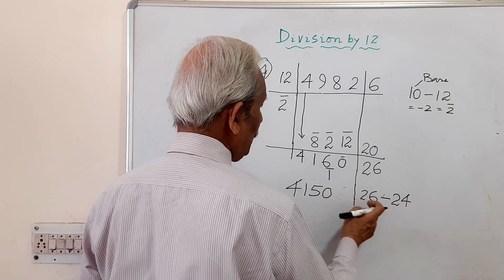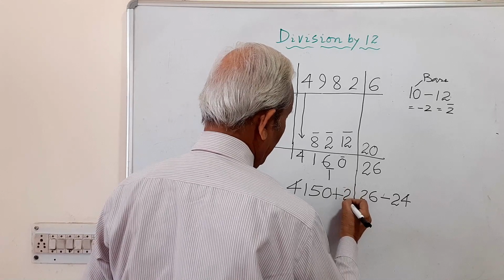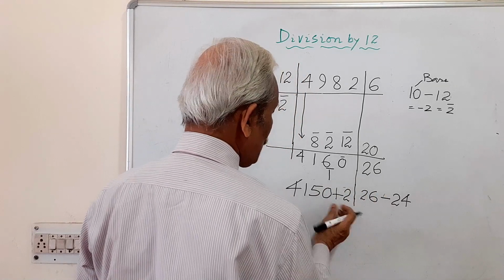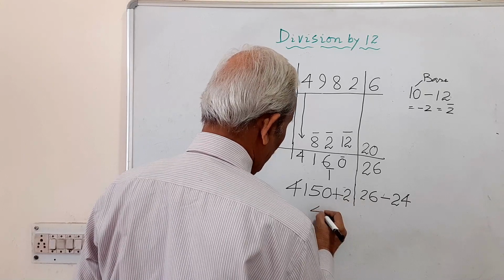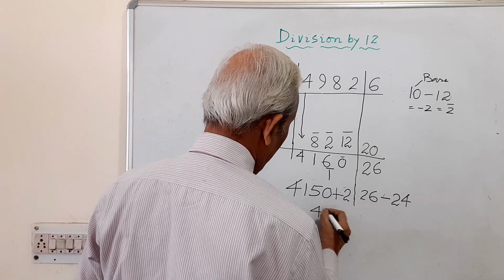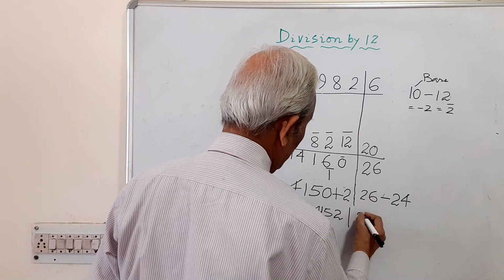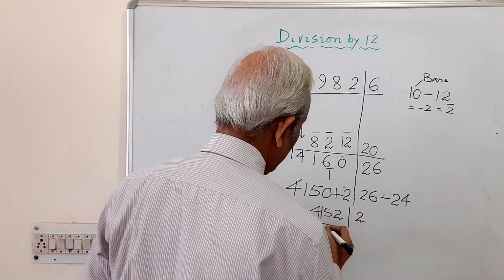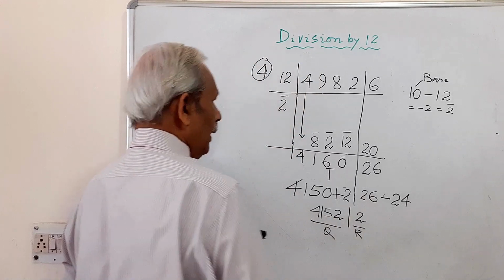24 can go out of it, that is 12 into 2. Now it goes 2 times. So we'll increase this by 2. We have taken 2 times 12 here, so we'll add here and reduce it by 2. So it is 4152 and 2. 4152 is the quotient. 2 is the remainder.